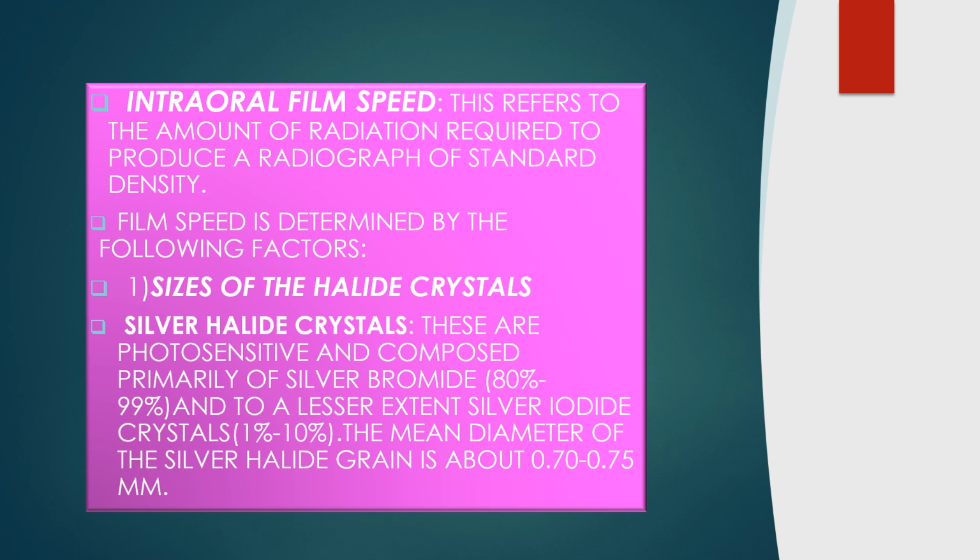Film speed is determined by the following factors. Number 1. Sizes of the halide crystals. Silver halide crystals are photosensitive and composed primarily of silver bromide and to a lesser extent silver iodide crystals. The mean diameter of the silver halide crystals is about 0.70 to 0.75 mm.